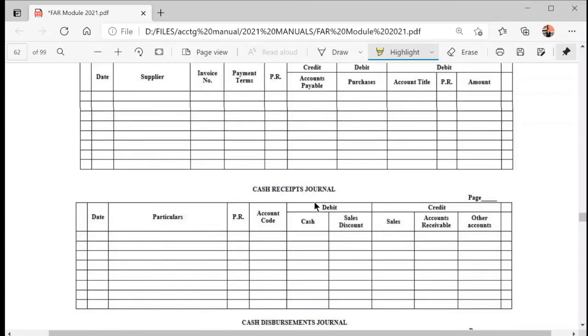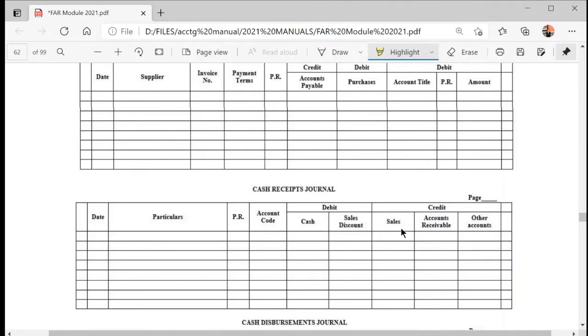Then we have the cash receipts journal. So all forms of collections from whatever sources, they put it in the receipts journal. Whether nangolekta ta, natihalin for cash, or nangutang tag money, o yan na releasan ta, the proceeds will be recorded in the receipts journal. So you have the date, you have the particulars, so description of the transaction, then you have the PR account code, cash, sales discount if this is a collection of cash, if this is a collection of accounts receivable.